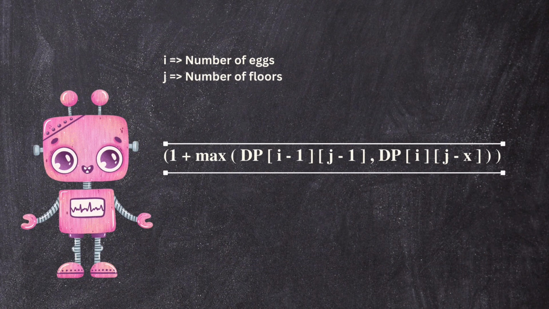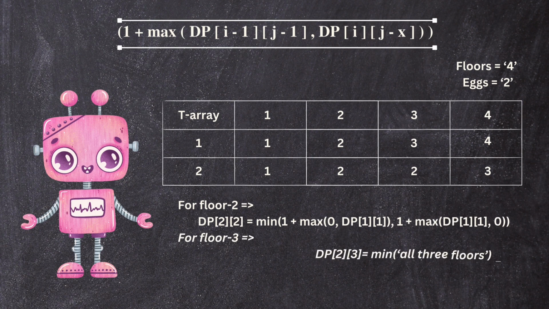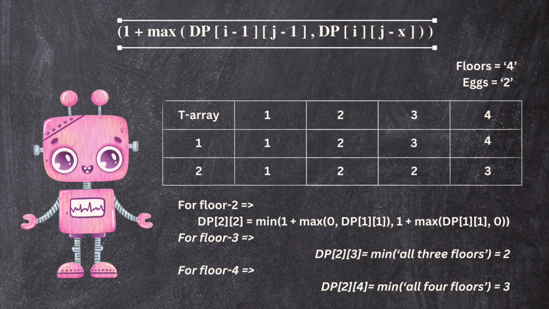Here is the formula to solve the egg drop puzzle, where i represents the number of eggs and j the number of floors. To calculate the egg drop puzzle, we use this formula and put the result in the table one by one. Let's see how to solve. Let's fill the table for the following case.